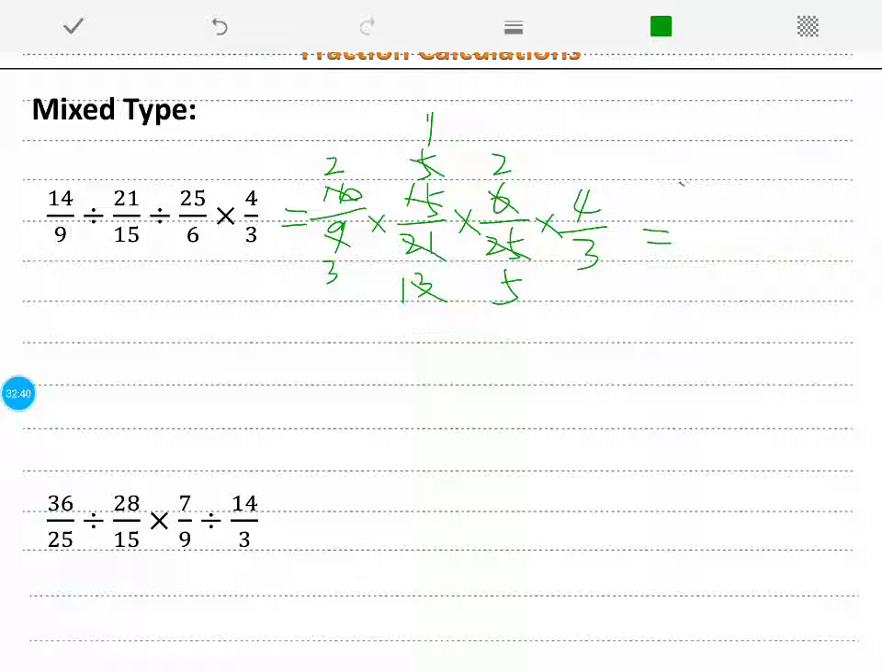It finally becomes 2 times 1 times 2 times 4 on the top over 3 times 1 times 5 times 3. In your calculation, you don't have to write times 1 because it doesn't change the value, but to show you clearly, I just write times 1. Then the top becomes 2 times 2 times 4, which is 16 over 45. So 16 over 45 is the final answer. If you simplify during the calculation, you don't have to simplify after you get the result.